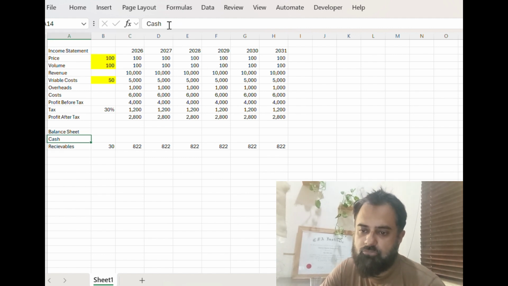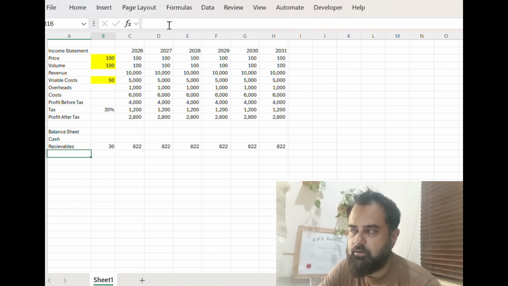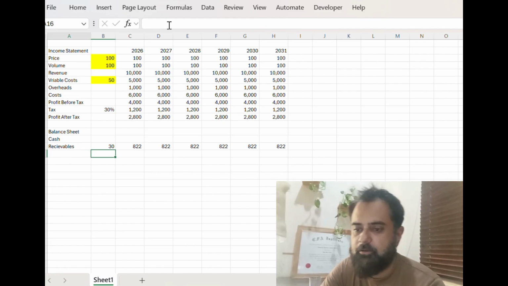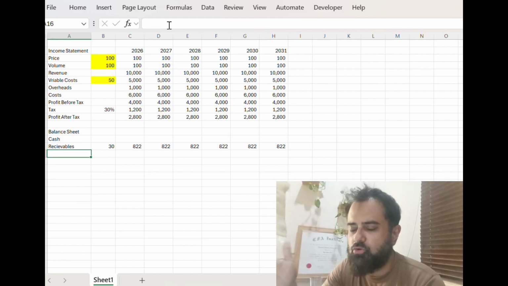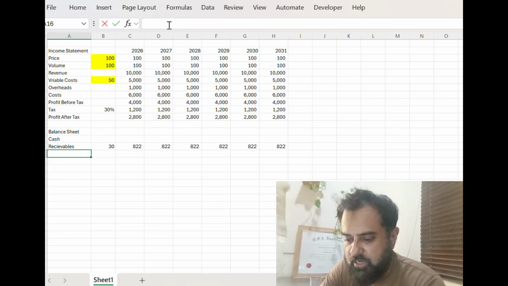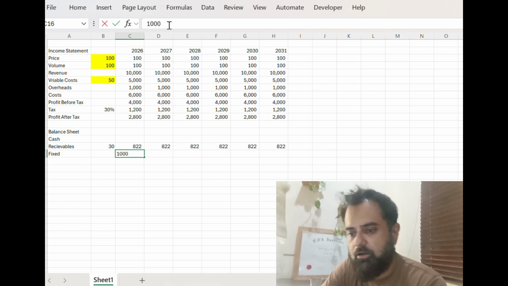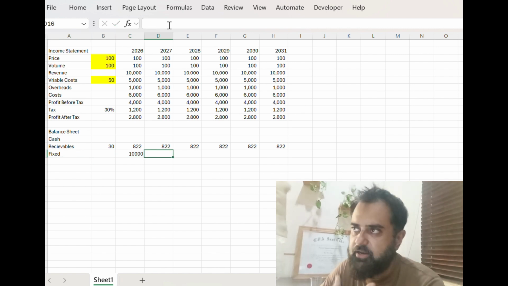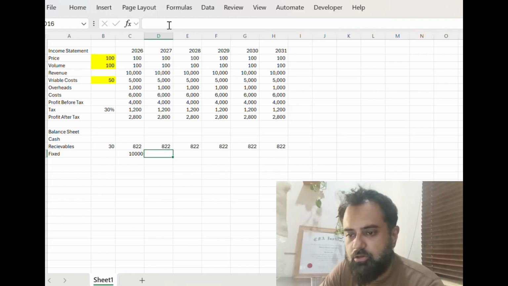And let's just say that this is a manufacturing company, right? So we need to have a factory or some plant and equipment. I think that is important. We cannot just do away with that. We could do that, but that would make the model too simple. So let's say there are fixed assets, and they cost us $10,000 to set up in the first year, and we need to depreciate them also.